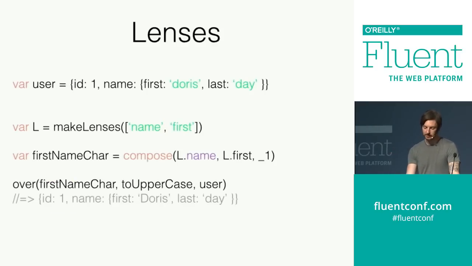Another cool part about lenses is that you can compose them together. So if we look at this first name char part, we have this composed of a name lens with a first lens with this index 1 lens. It's that _1 thing. That'll get the first part of the string. So we're actually peering into this user and grabbing that D in Doris, and we can actually run toUppercase over it, which is pretty sick. That's why it's called a lens, because you can peer into this data structure.